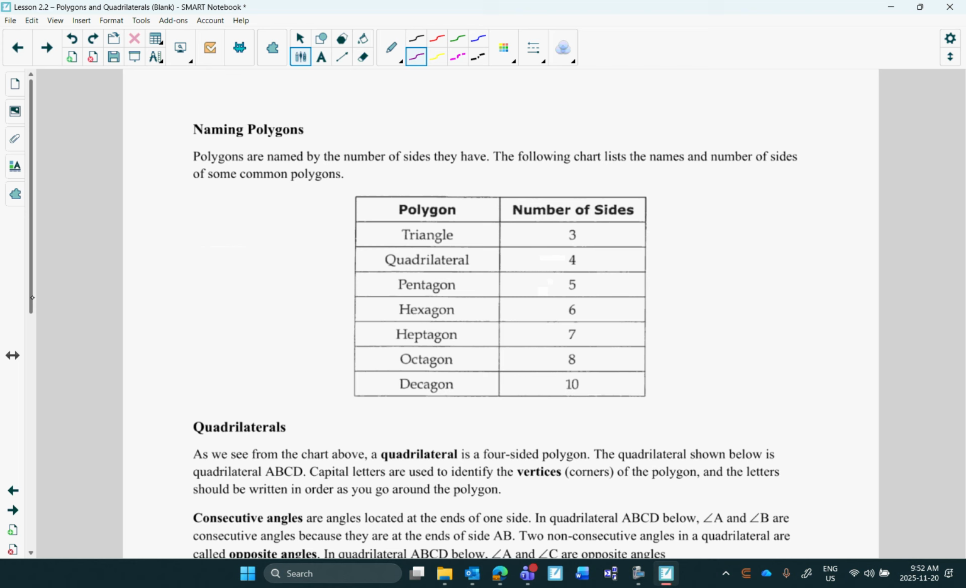And then finally, just a general talk about polygons. You should be familiar with most of these. Okay. The names that we give to the number of sides of a polygon. And we're going to focus on quadrilaterals today and then eventually triangles.